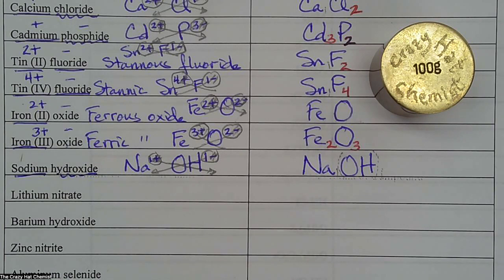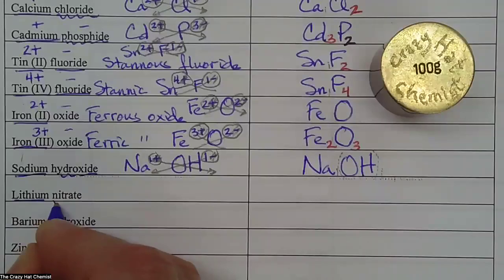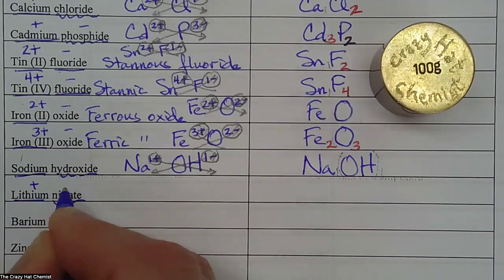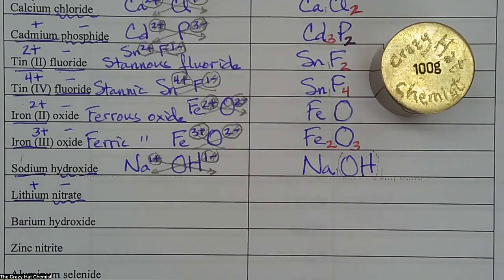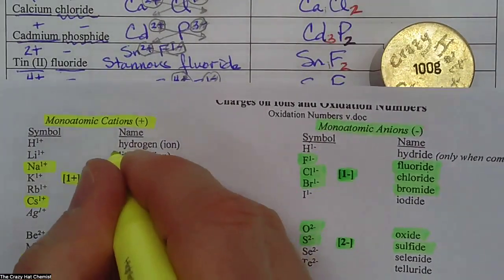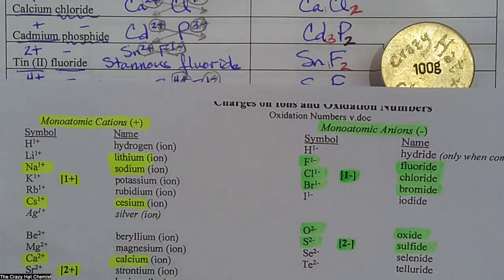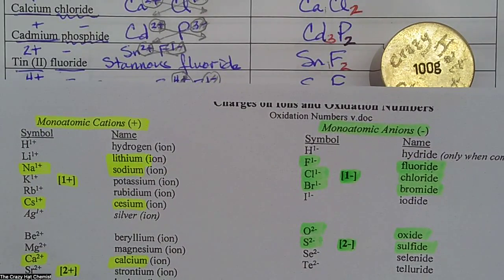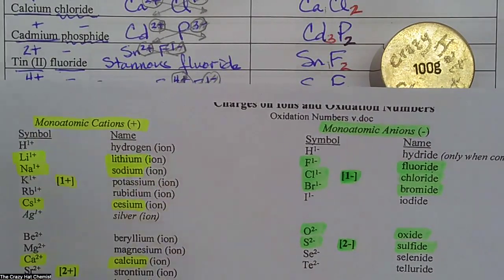Perfect. The next one is going to be lithium nitrate. This is a cation. This is an anion, like on all ionic compounds. I need to find lithium. Lithium is here on my charges and ions and oxidation numbers sheet, and that's Li1 plus.